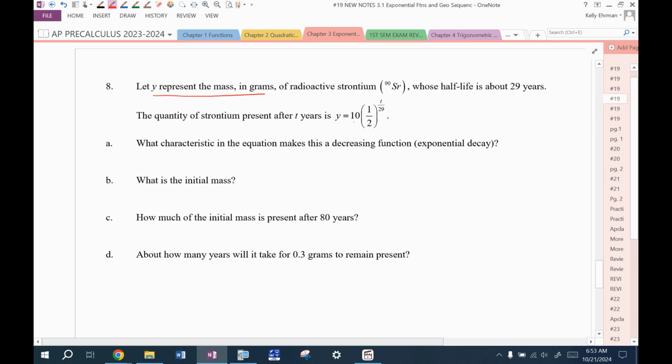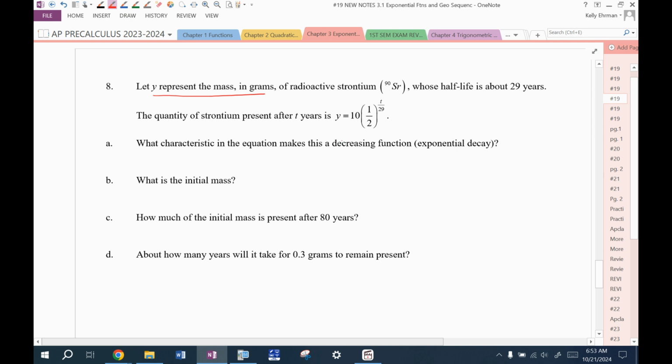Where did this 10 come from? This is going to come down to an initial mass, which we'll figure out in a second. But when you do half-life, it'll always be half to the T divided by whatever the half-life is. That means that if you have 100 grams, it'll take 29 years for it to get down to 50 grams.